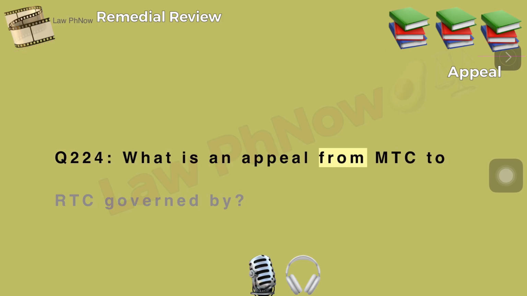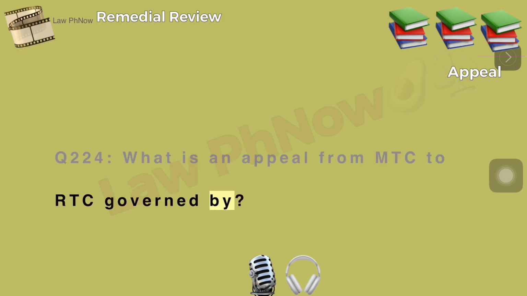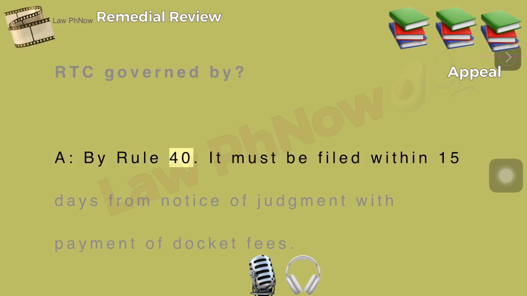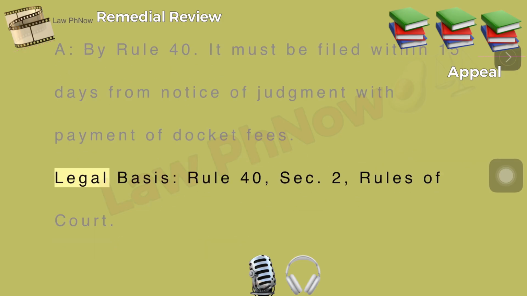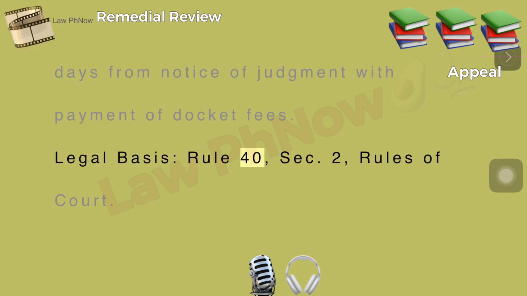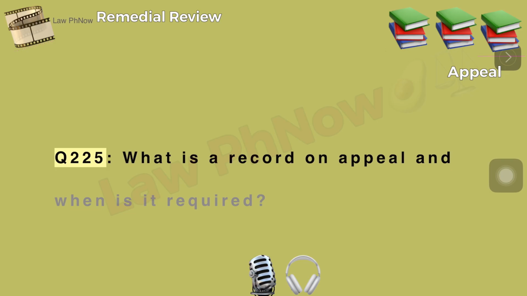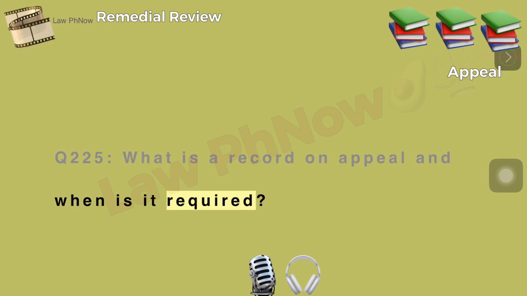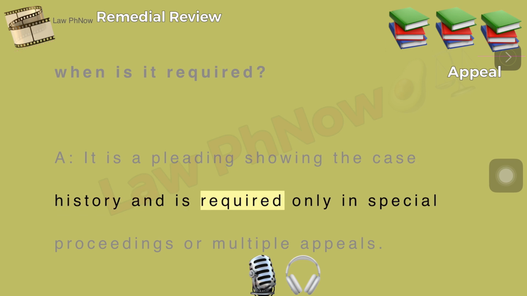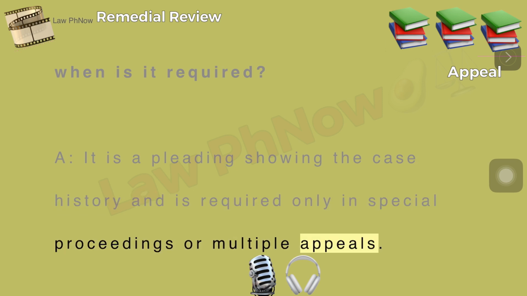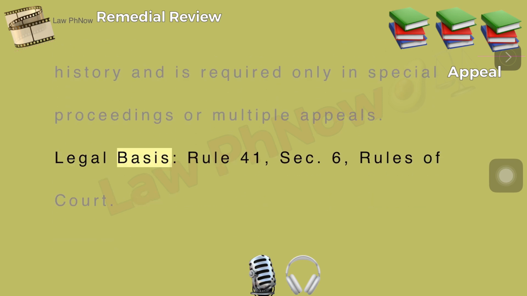Q224. What is an appeal from MTC to RTC governed by? A. By Rule 40. It must be filed within 15 days from notice of judgment with payment of docket fees. Legal basis, Rule 40, Section 2, Rules of Court. Q225. What is a record on appeal and when is it required? A. It is a pleading showing the case history and is required only in special proceedings or multiple appeals. Legal basis, Rule 41, Section 6, Rules of Court.